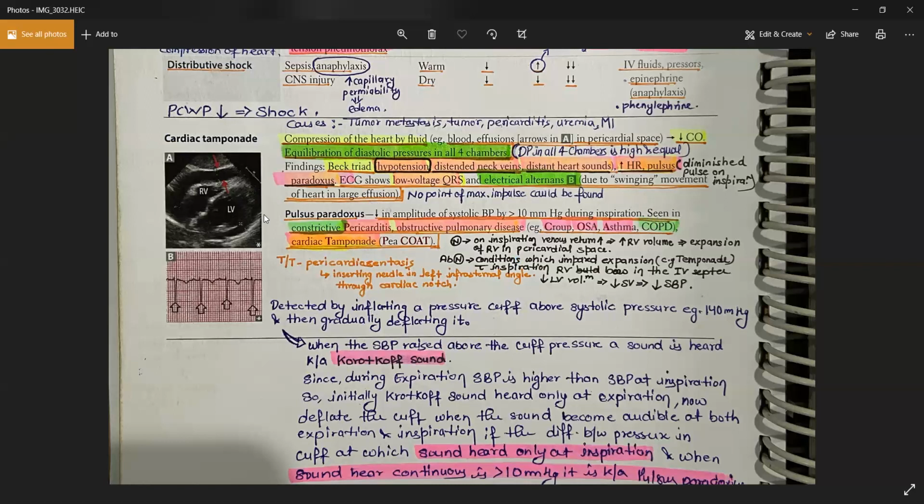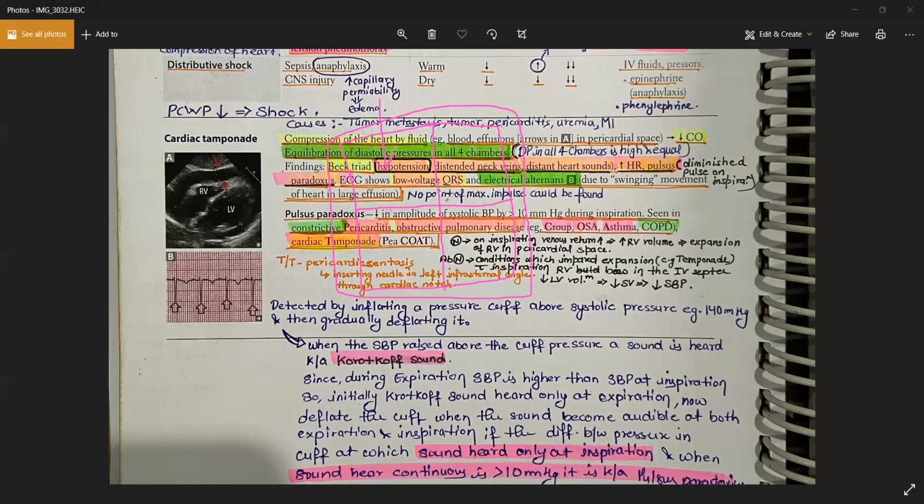Now, why is pulsus paradoxus happening in cardiac tamponade? See, this is your heart, and this is the pericardial space which is surrounding the heart. Now normally when you inspire, the volume of blood in the right heart is increased, and the volume of blood in the left heart is decreased.